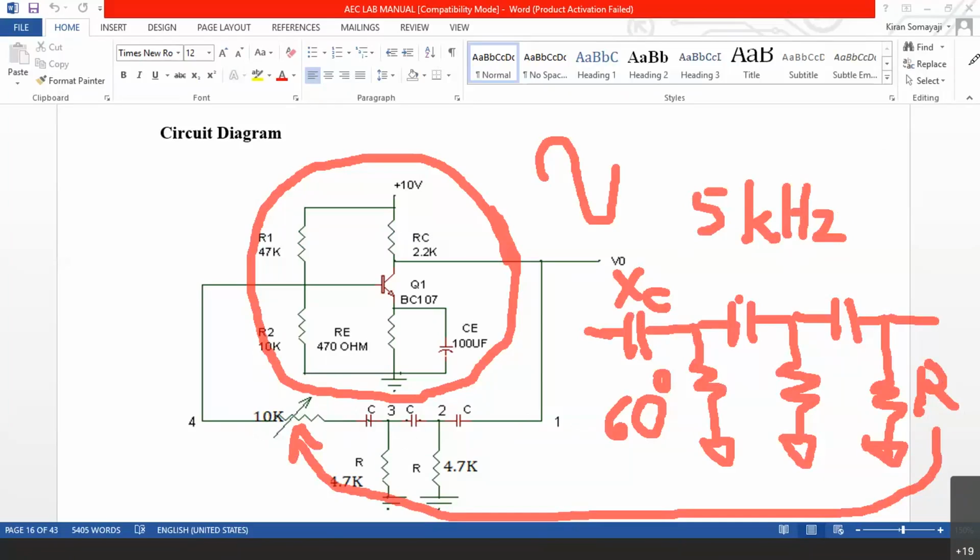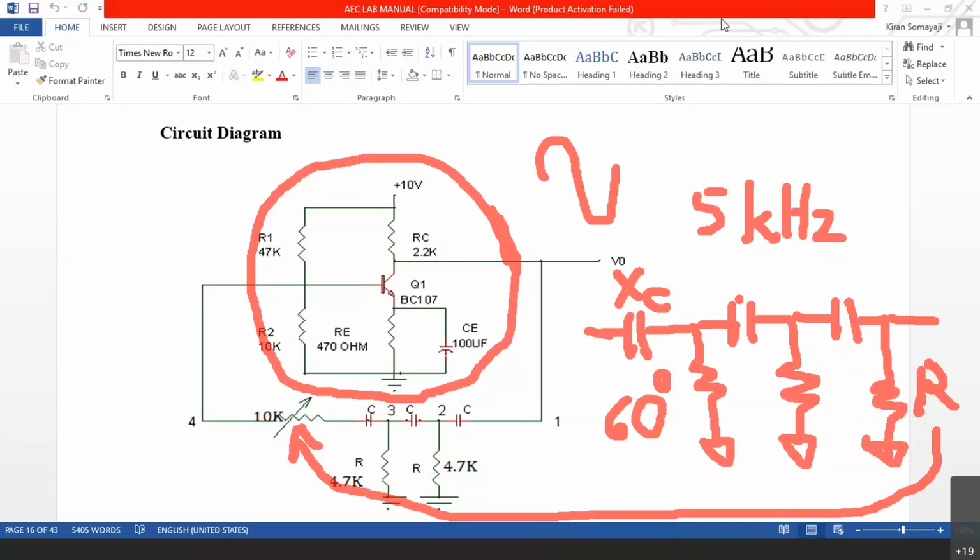Anybody else? This answer is slightly complicated. I'll tell you the answer anyhow later on, but I want the students to think. Okay, let me tell you the answer. The answer is slightly complicated.